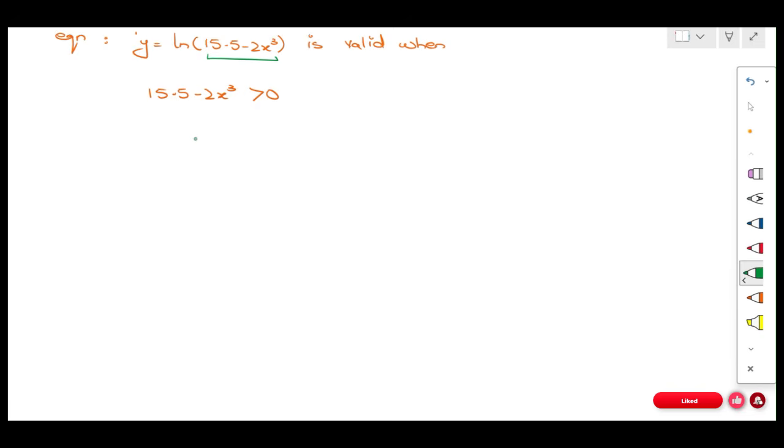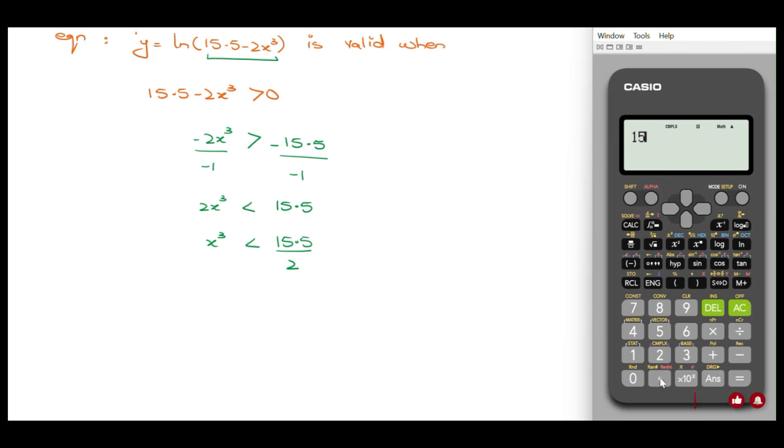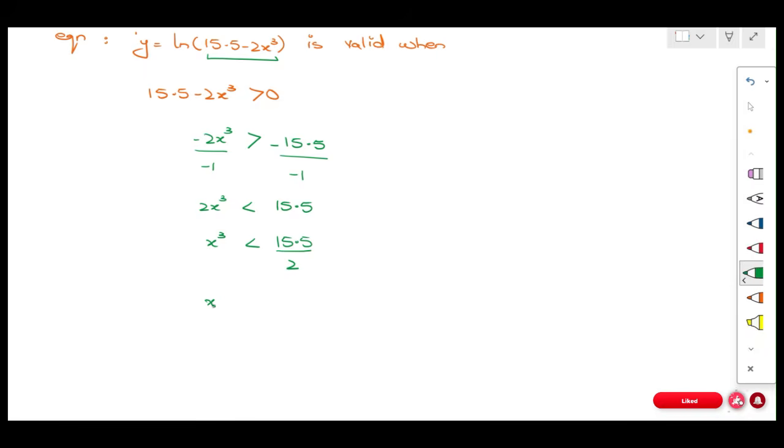Let me simplify. So here we can say minus 2x cubed stays over here, is greater than minus 15.5. Now when we cancel the negative sign, so we divide by minus 1 on both sides of the inequality, we have to reverse the inequality. So 2x cubed is less than 15.5. So x cubed is less than 15.5 divided by 2. What is 15.5 by 2? We have 15.5 divided by 2 is 7.75. So x cubed should be less than 7.75.